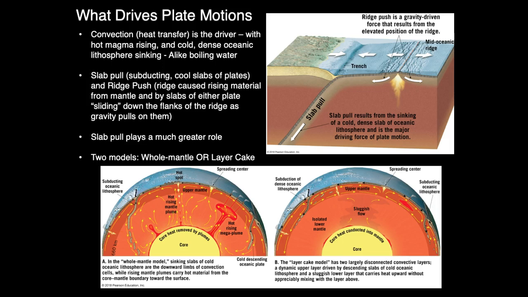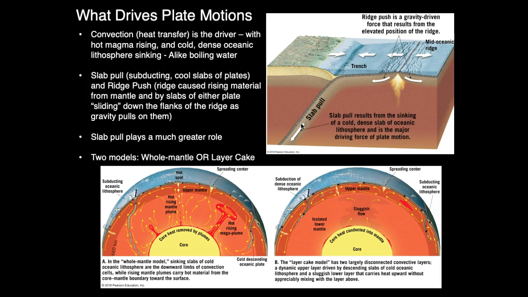So due to this elevated ridge, the slabs on either side of the ridge basically slide down the flanks of that ridge as gravity pulls on them. So the image over here kind of shows you those two different mechanisms. Slab pull is fairly straightforward. The cool, dense plate is sinking into the mantle, both because of the cool and dense nature of the plate itself, but also because of gravity.